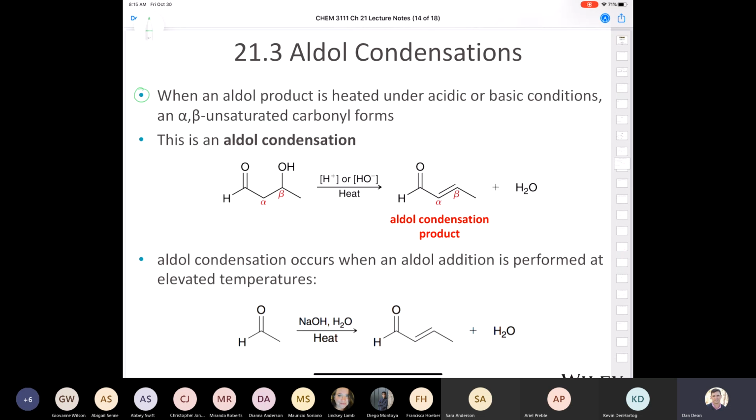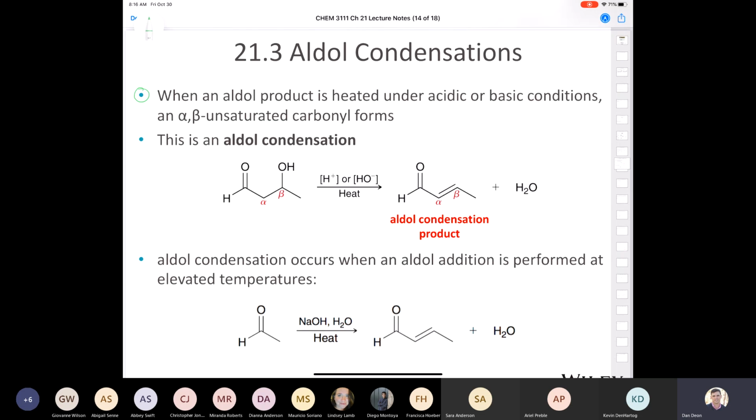Why do we call it a condensation? Well, it's because we lose water, right? You think about condensation on a coffee table on a hot day. Well, what's condensing on the sides? It's water, okay? We use condensation as a general term in organic chemistry to mean the loss of a small molecule. It could be nitrogen, it could be carbon dioxide, but in this case, it is in fact water.